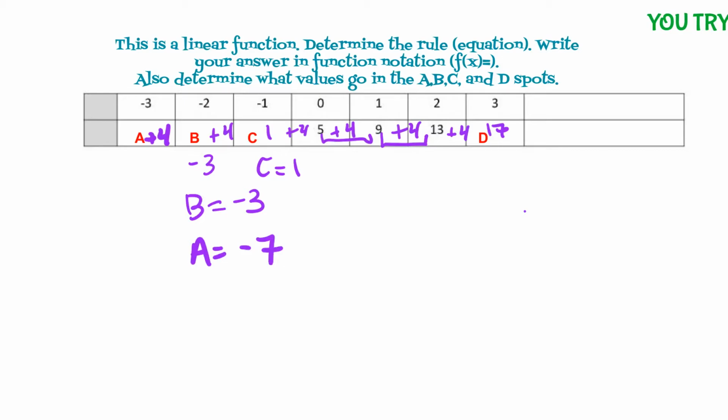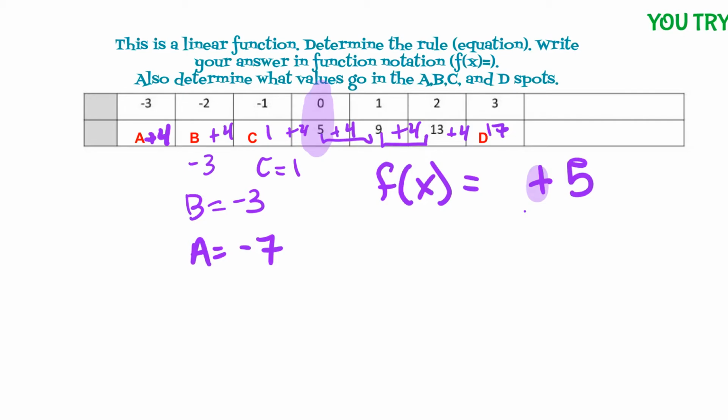Now, how do we write our equation in function notation? Well, we have f of x is equal to something. If we look over here, we are given its y-intercept. It's 5. So we know that whatever we do, whatever our slope is, we have to add 5 to it because that's our starting point. Our starting point was at 5.